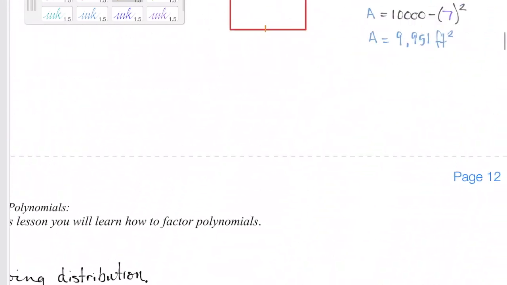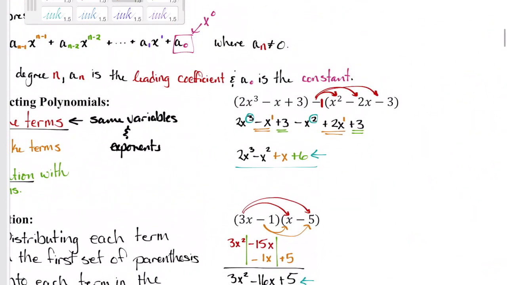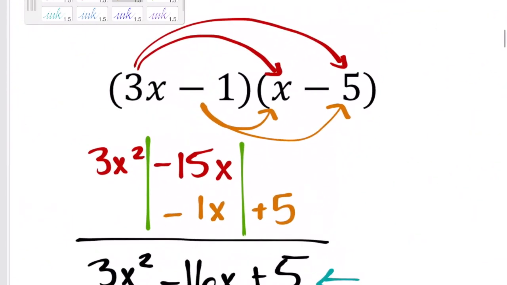So if we look kind of in the past a little bit, whenever I did my middle set, I had the negative 15x and the negative 1x in order to get that negative 16x. So basically, I'm breaking apart that step of combining those two like terms so that I can figure out what's going to go in these parentheses.